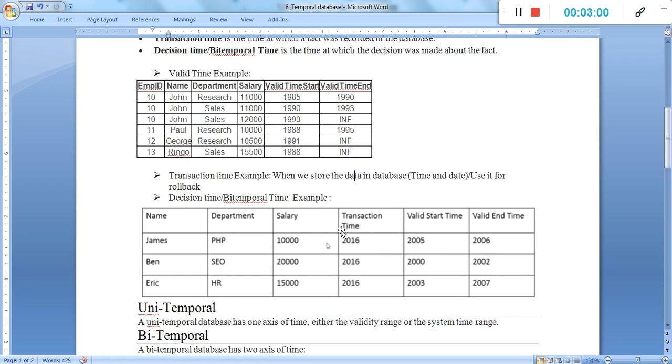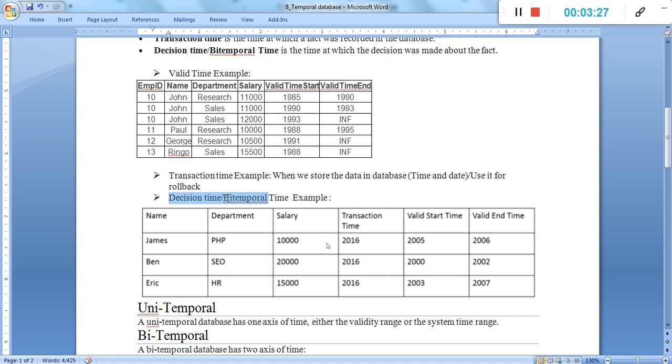Like we stored this record in 2016. That is the time and date, or maybe we can add the time also. Then we use it for rollback. If a database or a table contains a transaction time, it is useful to roll back the content to a particular time. That is simply the transaction time.